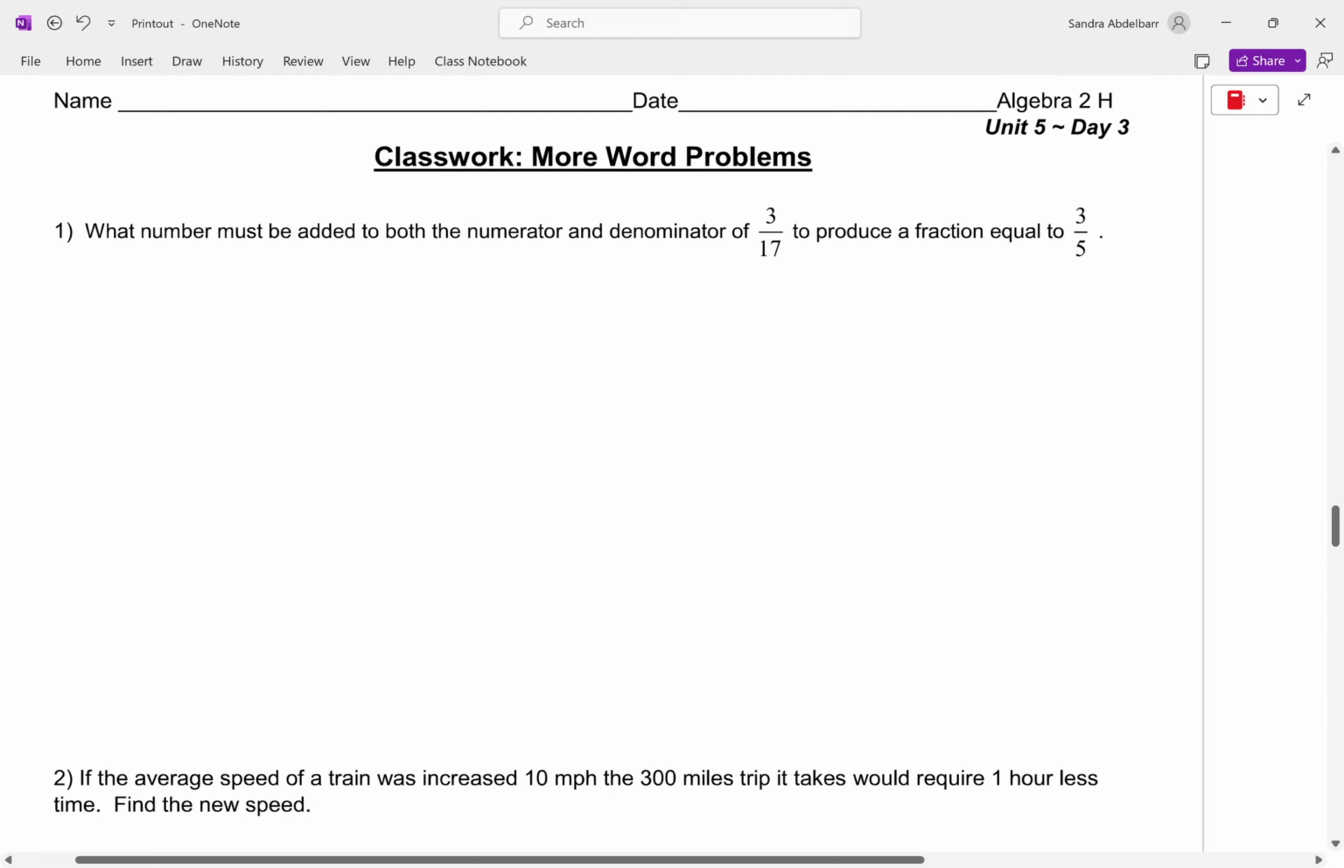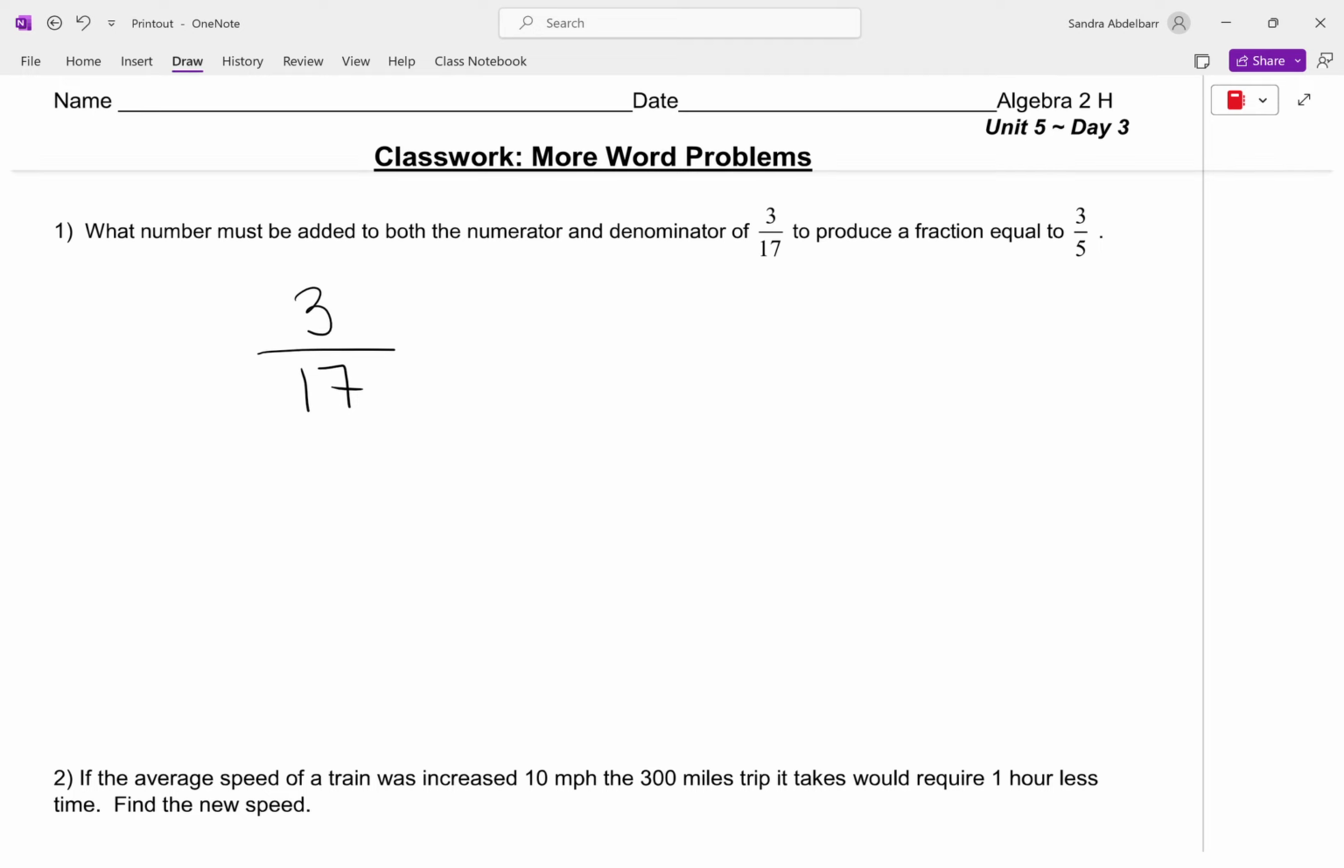So it says, what number must be added to both the numerator and the denominator of 3 over 17 to produce a fraction equivalent to 3/5? So what's happening here? We are taking 3 over 17, and they're saying what number must be added to both the numerator and the denominator. Is it the same number being added to both? Yes. We don't know what that number is, so we represent it with x. So I'm going to say plus x in the numerator, plus x in the denominator, and that's going to produce a fraction that's equivalent to 3 over 5.